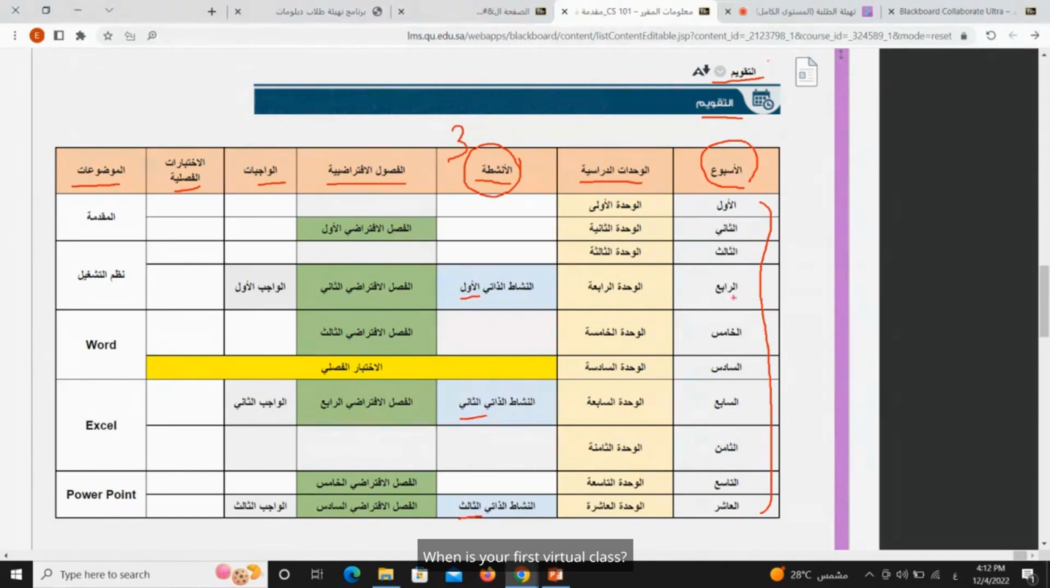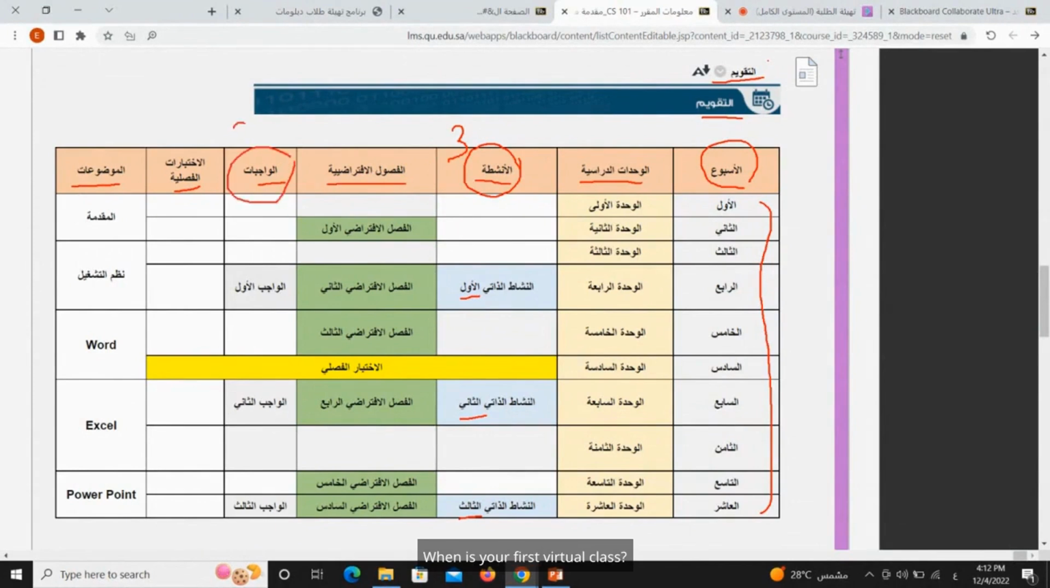When is your first virtual class? Check your course calendar to see if it's in the first, second, or third week. This will help you plan. You'll notice there are 3 activities and 3 assignments. You also have virtual classes.